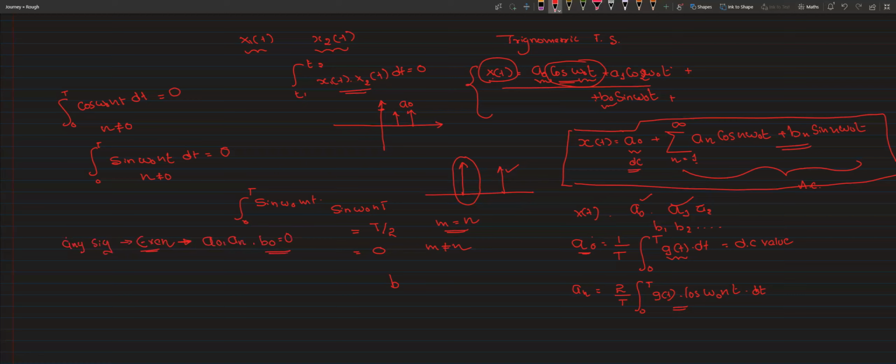If the signal is an odd signal, A0 and An will become 0 straightforward. Bn, so it's not B0, Bn, we will have to find. So this you have to remember.